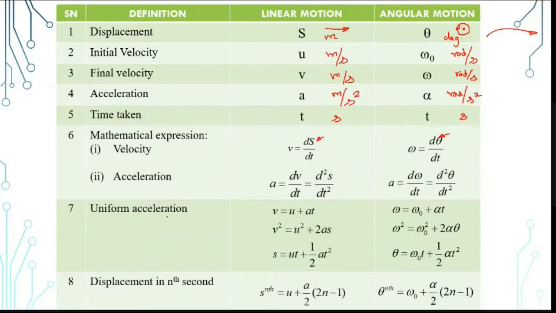Next, for uniform acceleration, you have a set of formulas which you have to remember. The formulas are v is equal to u plus at, v square is equal to u square plus 2as, and s is equal to ut plus half at square. These are the three formulas related to linear motion. For angular motion, we replace velocity with angular velocity and acceleration with alpha. It is the same formula, only in terms of omega, omega naught, and alpha. These terms are changed, but there is no difference in the formula, so we can apply it to either angular or linear motion.